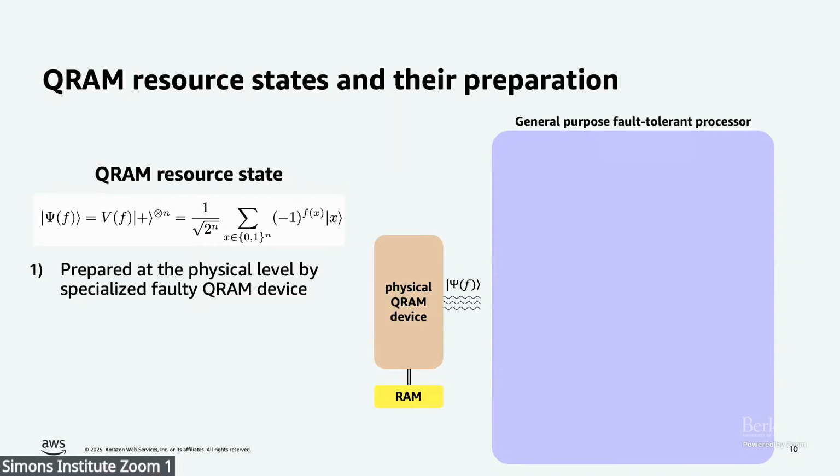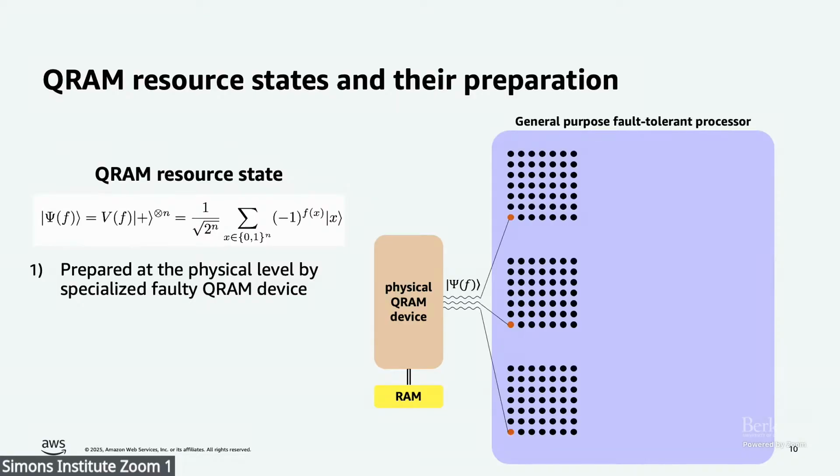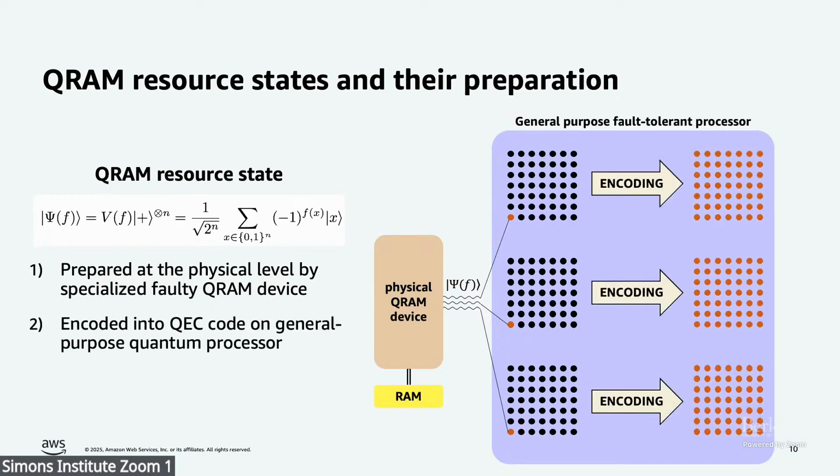Then we're going to take our general purpose fault-tolerant processor, and we're going to move this n-qubit physical state onto the processor, where we show a separation here because we're going to encode each of the physical qubits in this n-qubit state individually into its own quantum error correcting code. Here I've shown the surface code for simplicity, but really the protocol is agnostic to what code you use. The important thing is that there are ways of doing this encoding for the surface code, and in fact for any code, which incurs some error, but in a manageable way.